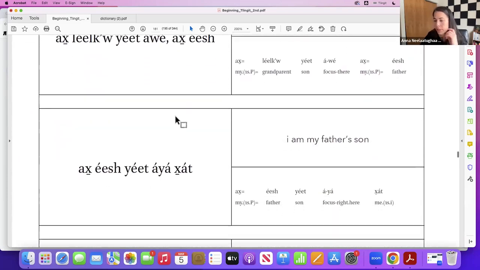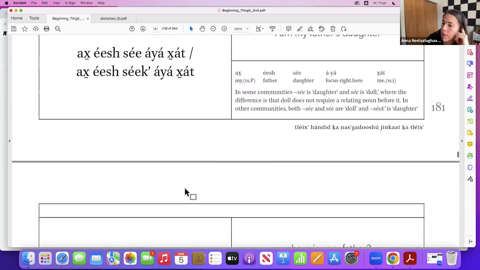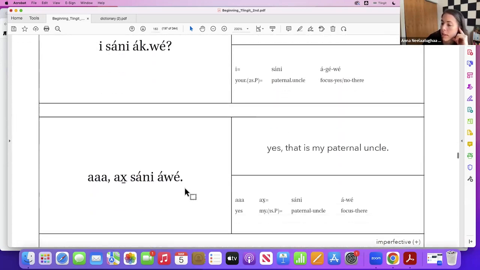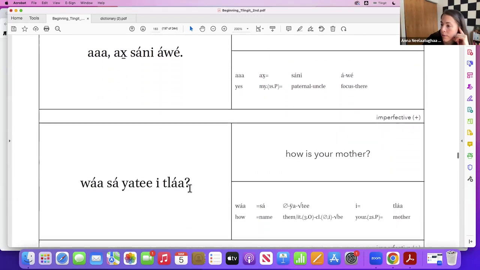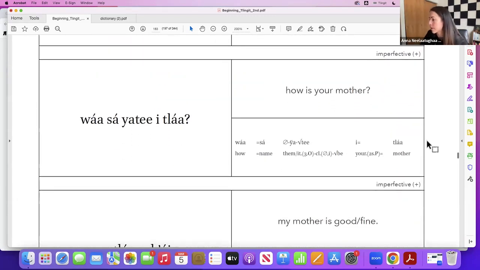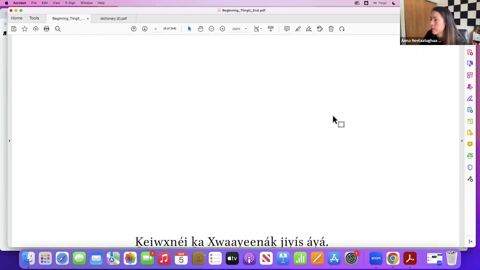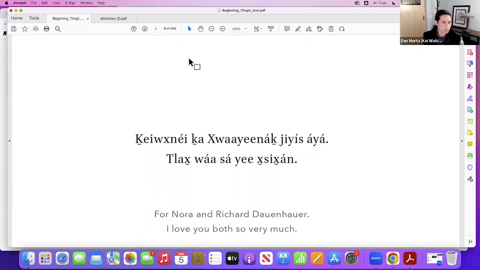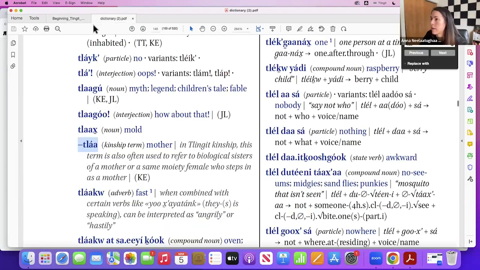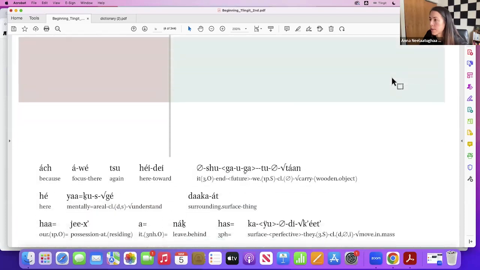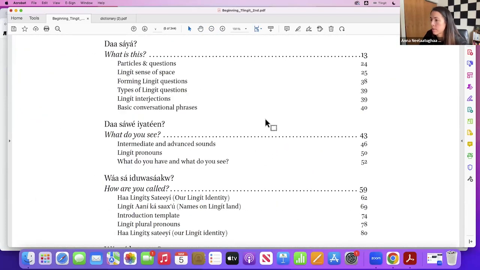And I'm going to keep scrolling until I find Dakanuku, which might actually be in the self-introduction template. So I'm going to go there. Could it be in the dictionary? Yeah. I'll take you to the self-introduction template first, and then we'll look at it in the dictionary.